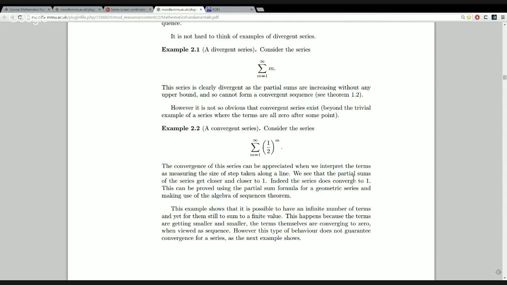However, we gave the argument last time. I'm not going to repeat it here, but it involves grouping these terms together. The grouping argument from the last lecture shows that this diverges.